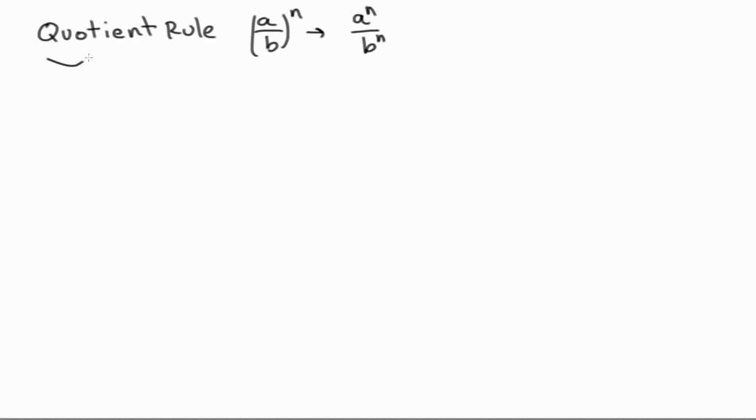In this video, we're going to do the quotient rule, okay? The quotient rule just says you have a fraction, right? Some ratio, and then you have parentheses, and then you have some type of exponent outside of the parentheses. And what do you do? Well, you're going to distribute the exponent, and that's what you get right here. So how do you do this?